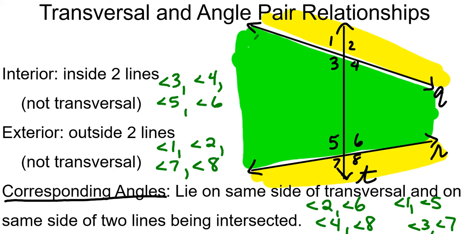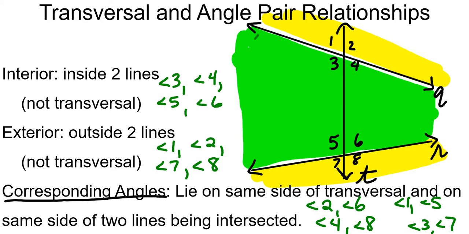When I give you a transversal, like here line T is the transversal that intersects line Q and line R, your interior angles are the angles that are inside your two lines. That's not the transversal. So I have that shaded in green. That's angles 3, 4, 5, and 6. Your exterior angles would be the angles that are outside the two lines that are not the transversal, like angles 1, 2, 7, and 8 that are highlighted in yellow.